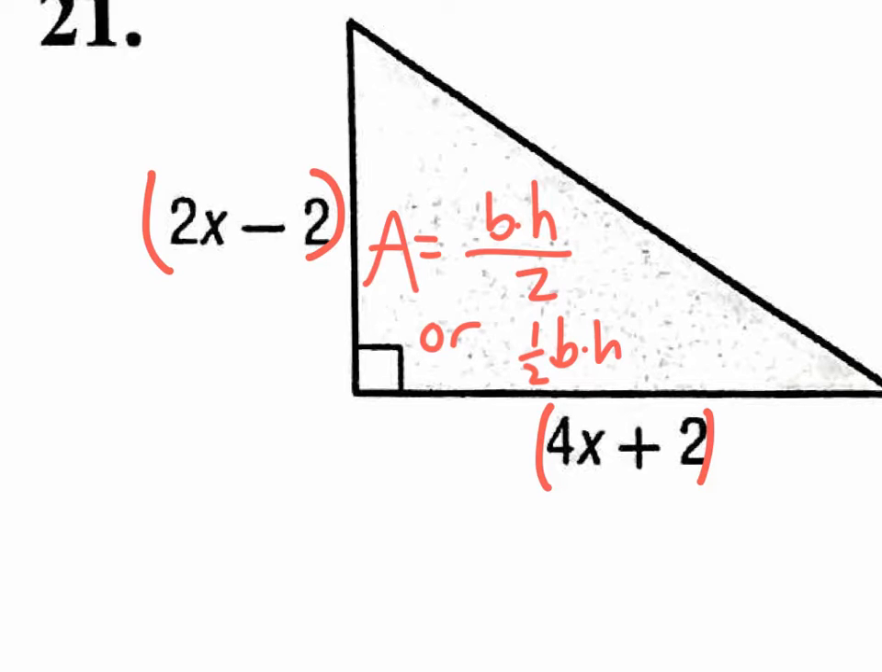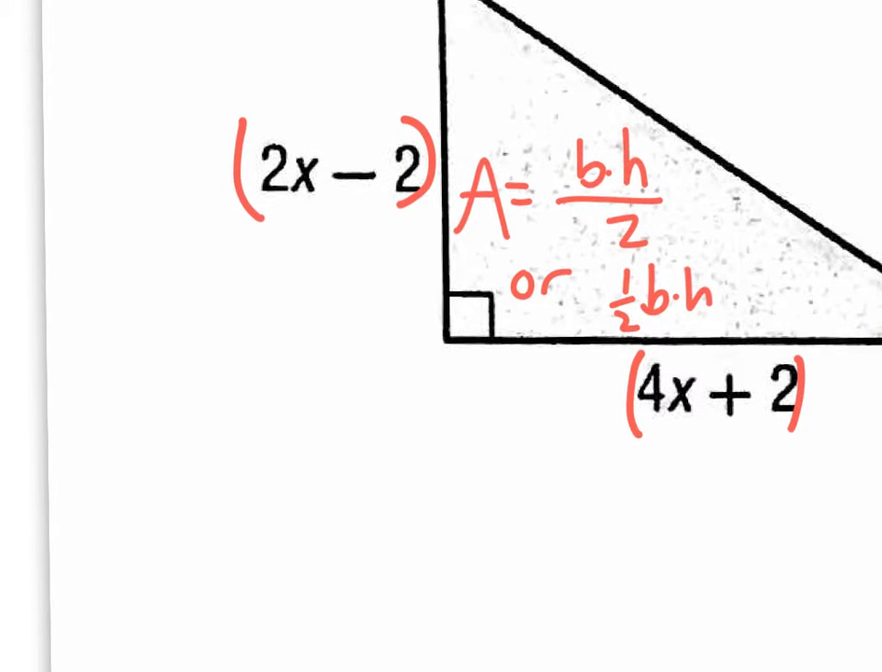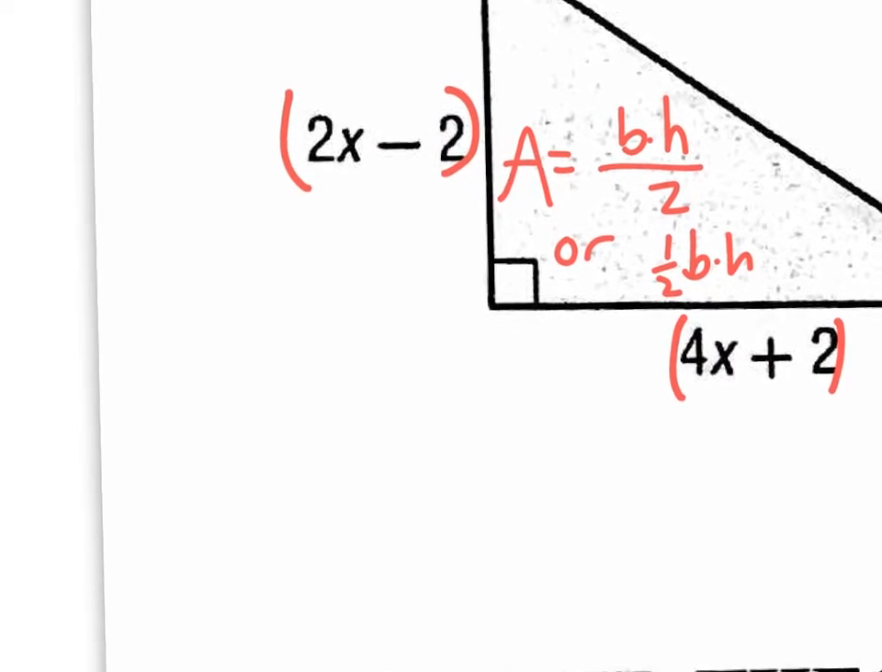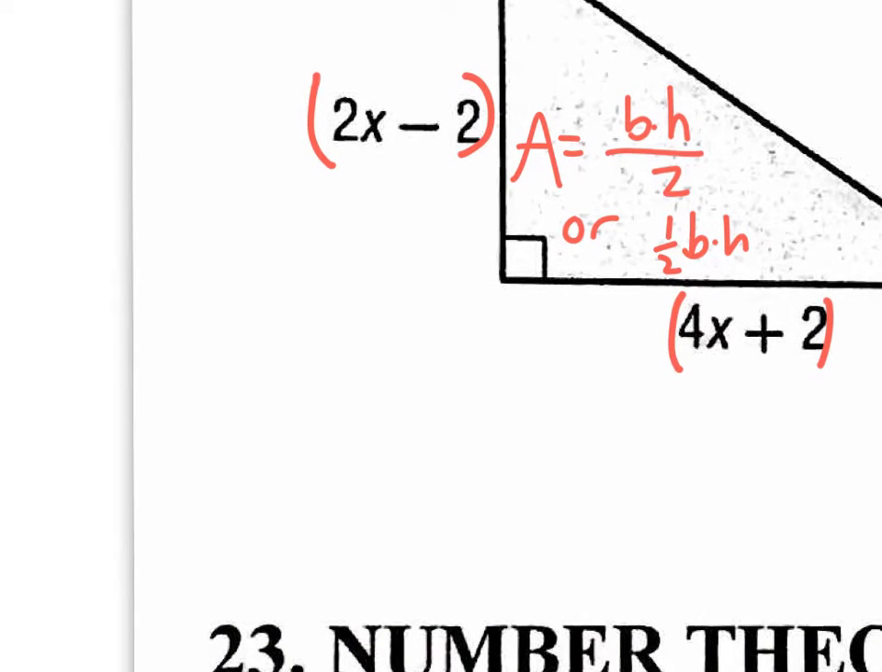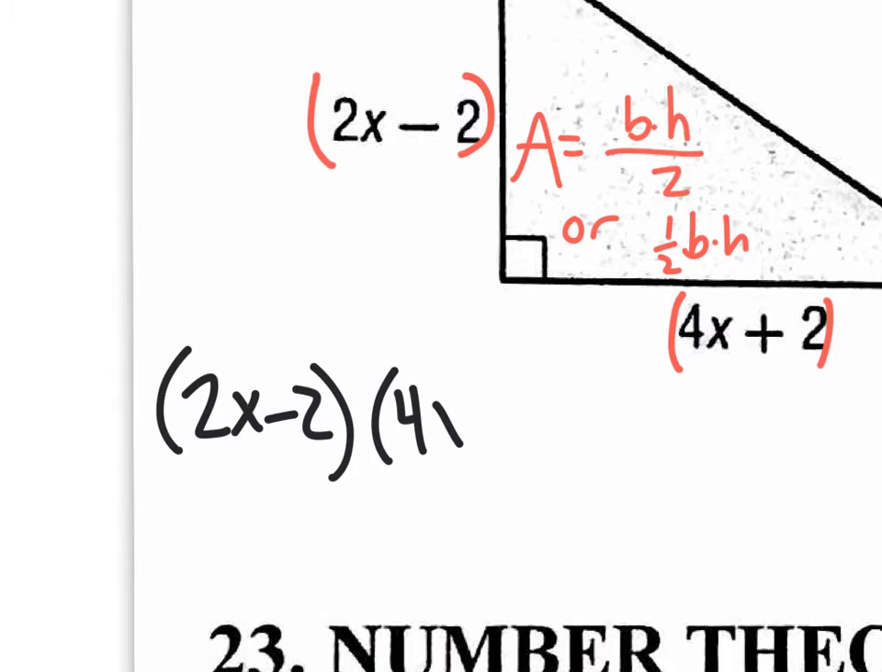So what they want us to do is to multiply the base times the height and then divide it by 2. So that's exactly what I want to do. I want to multiply the base times the height and then divide it by 2. So 2x minus 2 times 4x plus 2, that's the base times the height. And then at the very end, we're going to divide it all by 2.